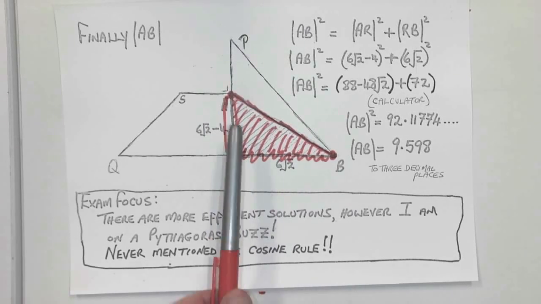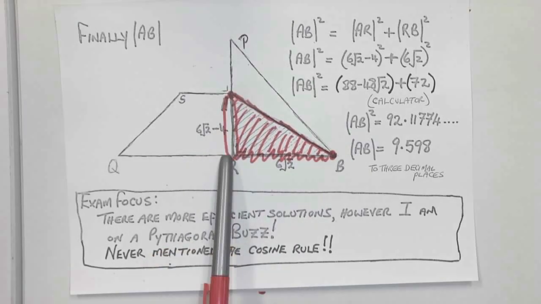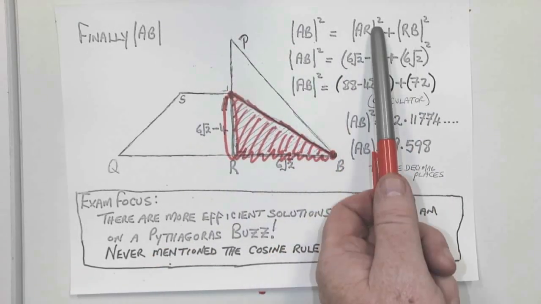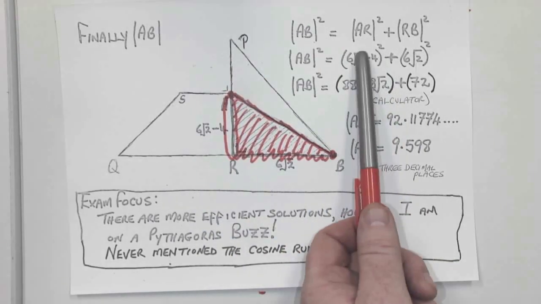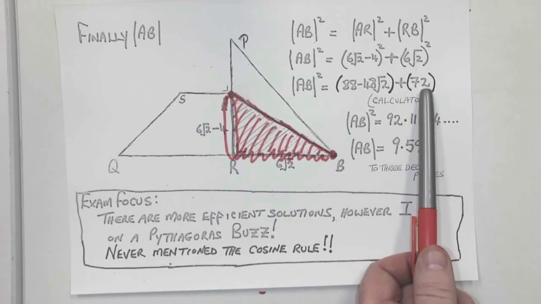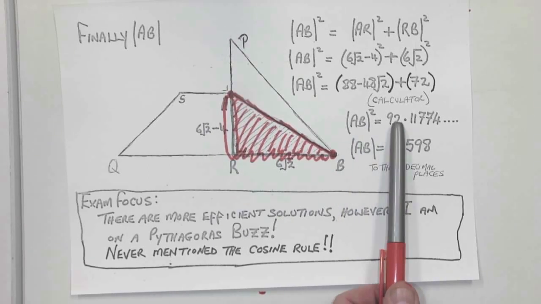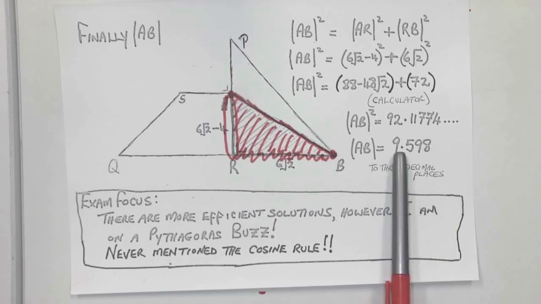So if we look at this, then AB squared is equal to AR squared plus BR squared. So AB squared is equal to, what's AR? 6 root 2 minus 4. That's going to be calculator work in a minute. And 6 root 2 squared, that's calculator work for me as well. When I add them up using the calculator, I get AB squared is 92.11774. Hit the square root, and to 3 decimal places, 9.598.